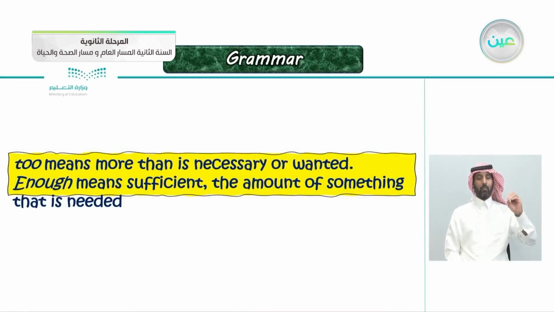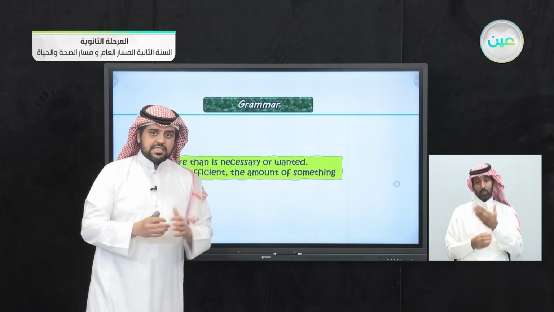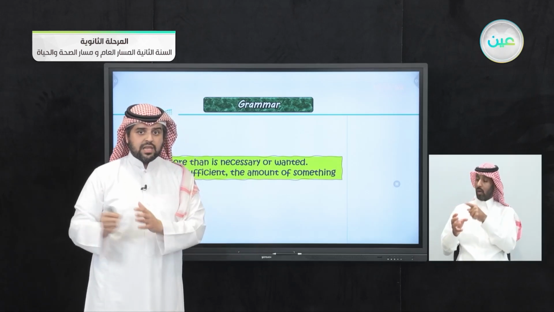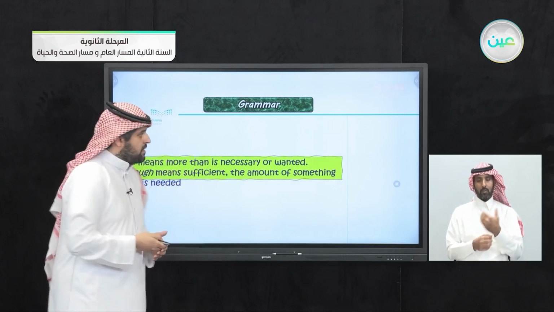"Too" means more than is necessary or wanted. It's almost the same meaning as extremely. "Enough" means sufficient, the amount of something that is needed. So "enough" means the perfect amount to do something. She is tall enough to reach the shelf. They have enough money to buy the house. So they have the correct amount of this thing to do that thing.